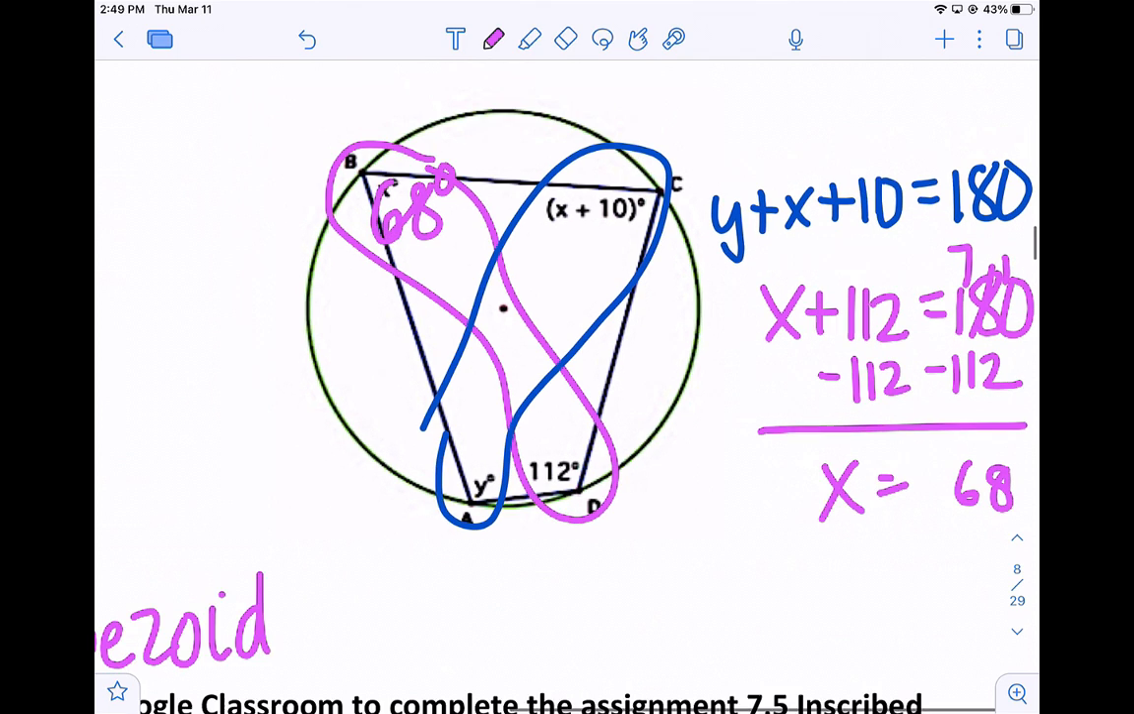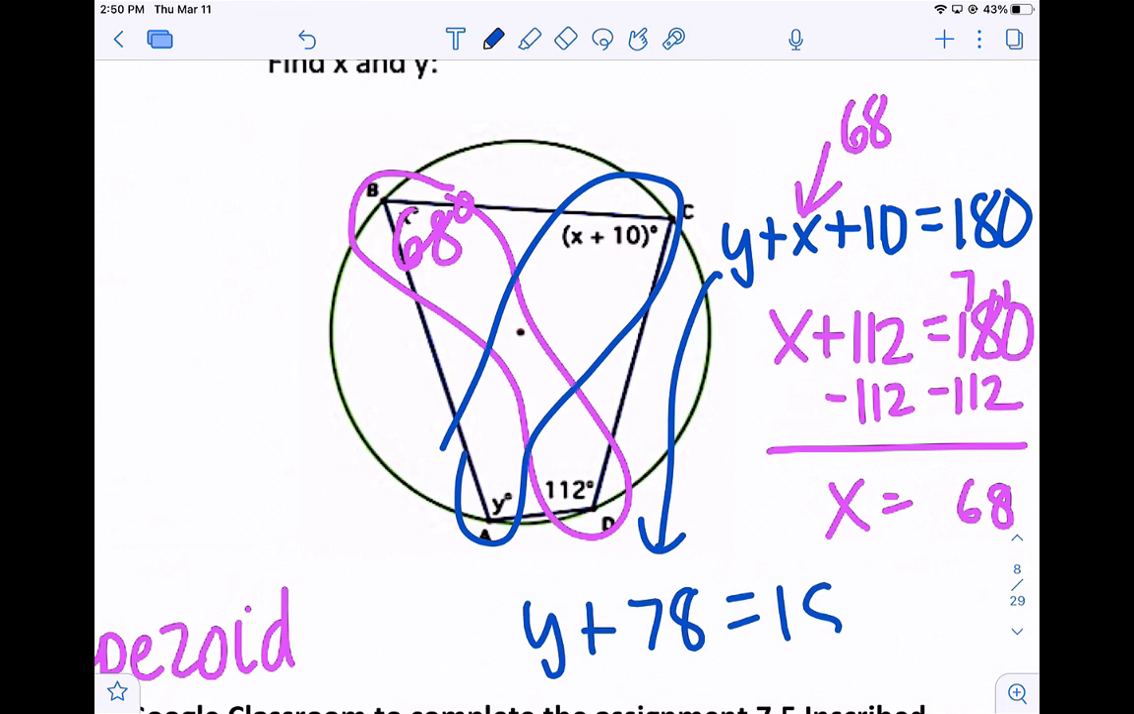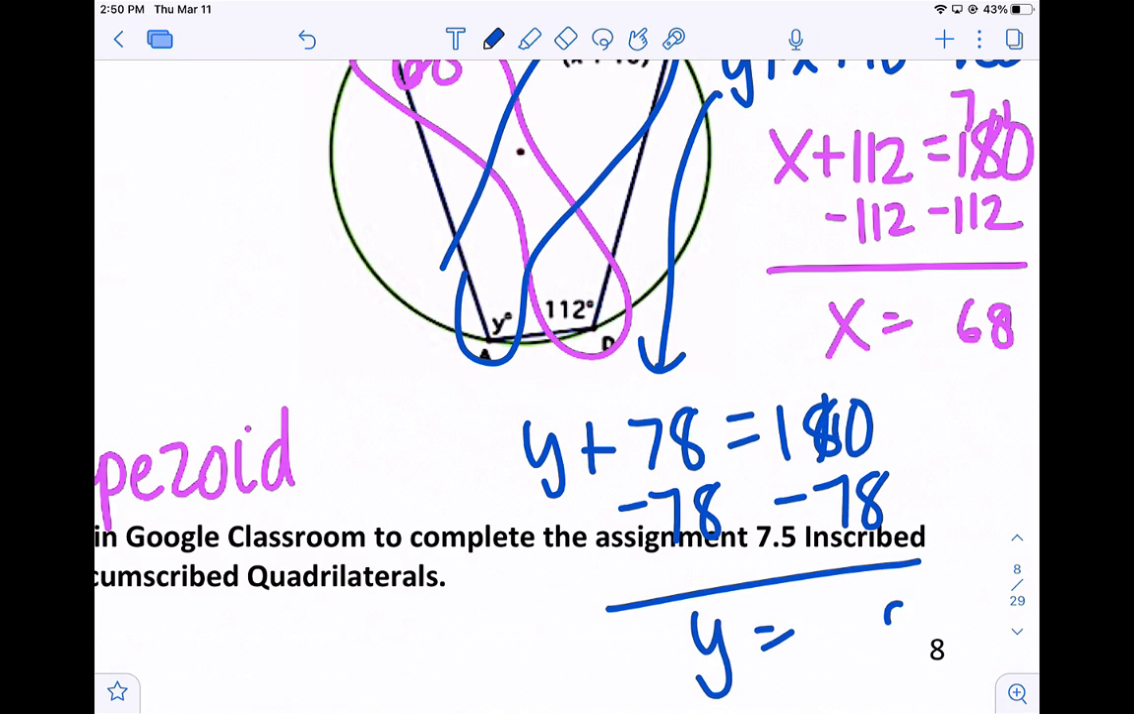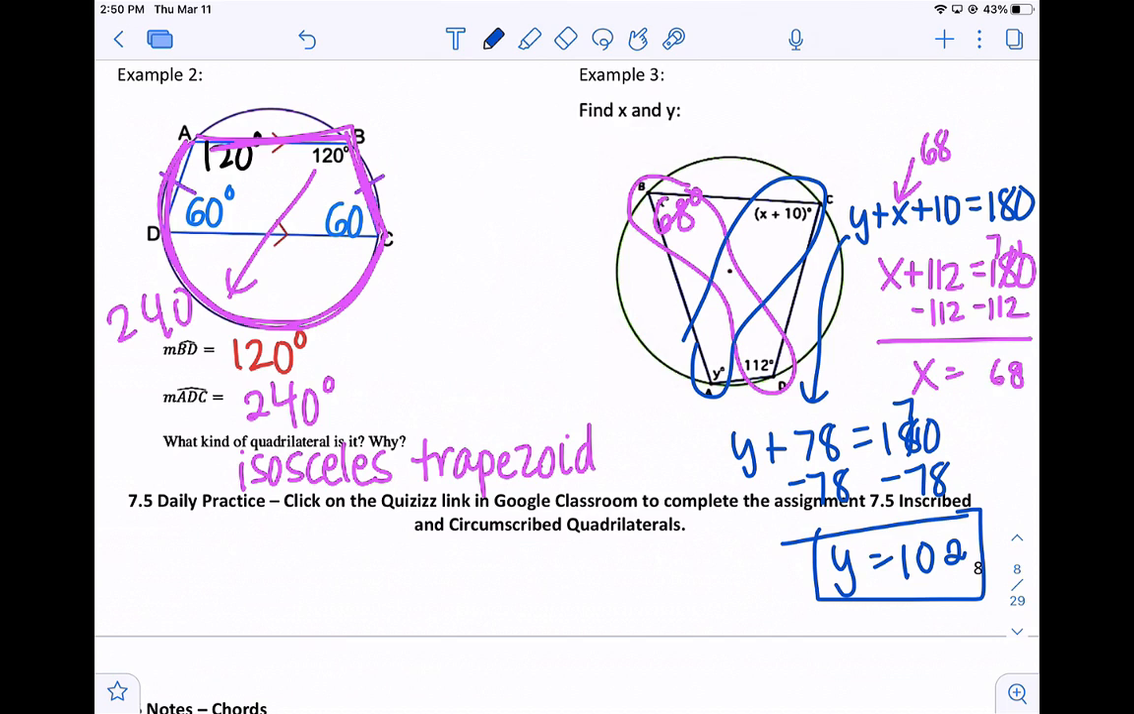Now knowing that, we can go ahead and plug into the blue. We know that this is 68 right here, and we can solve. So I'll do that below. We would have y plus 78 equals 180. To solve for y, we subtract 78 from each side, and that would give us 102. Okay, so there it is, using properties of a cyclic quadrilateral. The opposite angles of the cyclic quadrilateral are supplementary.